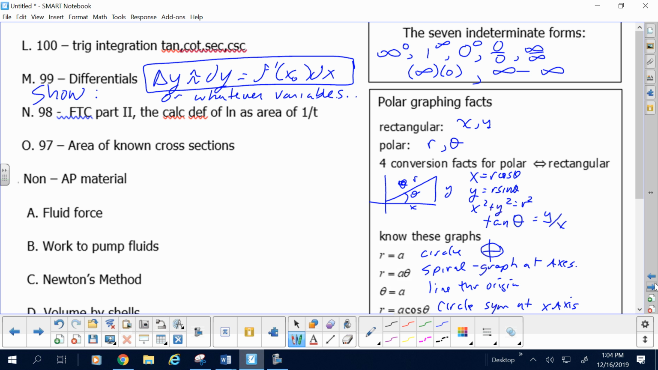Number 98 is fundamental theorem part 2. That involves not just the derivative and the antiderivative of inverses, but also possibly a chain rule kind of component. What if you had the integral from 5 to cosine of x of e to the negative t squared dt, and you took the derivative on it? What is it? e to the negative cosine squared of x, times the derivative of the inside. That's negative sine of x.